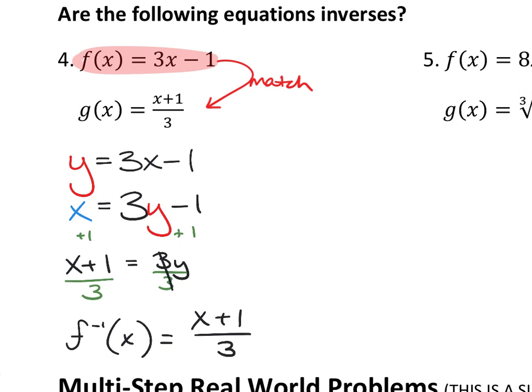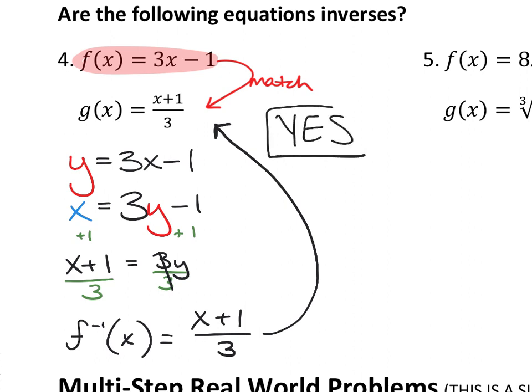So does that actually match with what was written on the paper? Yes. So then we say, yes, they are inverses. If it does not match, number 1, we might go back and check our work just in case we did something silly. And number 2, we would say no, because they are not inverses.